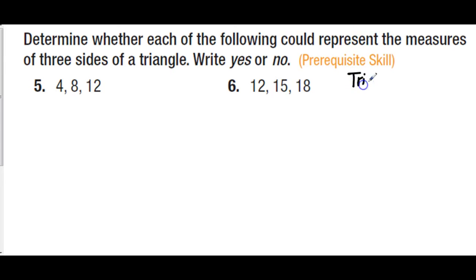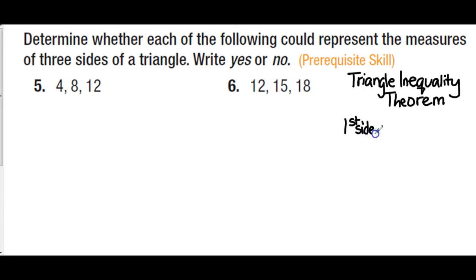So let's write that down. Triangle inequality theorem. And what the triangle inequality theorem says is that the first side of a triangle plus the second side, so when you add up 2 sides, the sum of these 2 sides has to be greater than the third side.